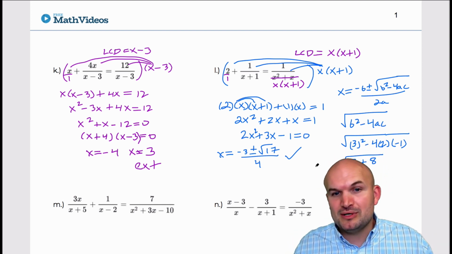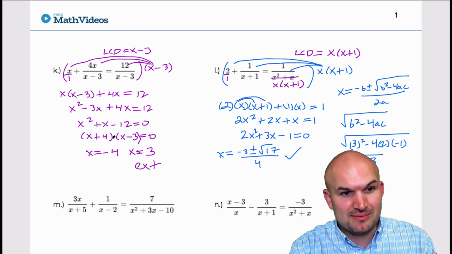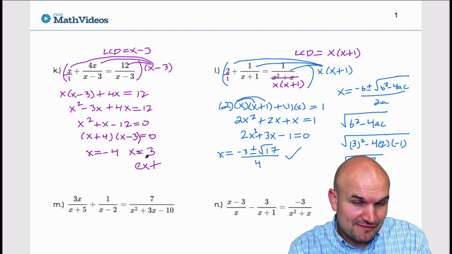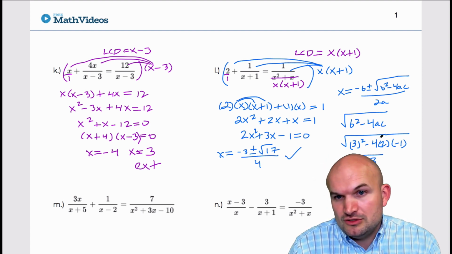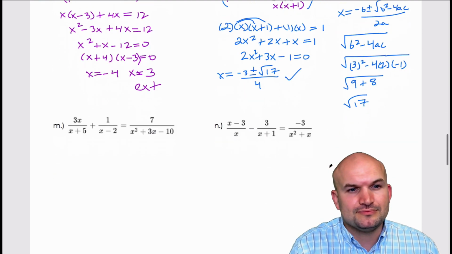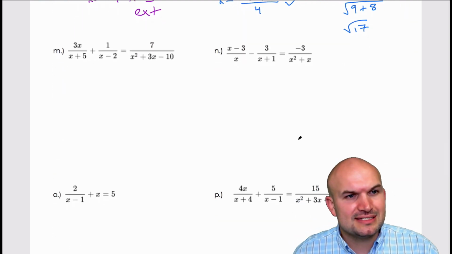Okay, so just remember, a lot of times when you have this quadratic, you're going to get some problems that can be factorable and could have extraneous solutions. Or if it's non-factorable, use the quadratic formula to go ahead and solve it. All right, on to the next one.